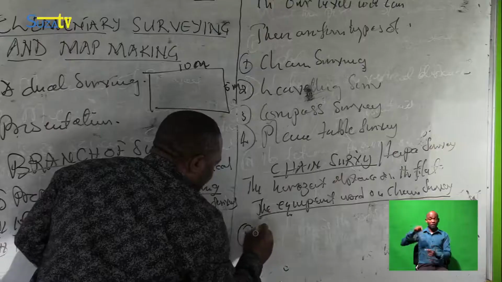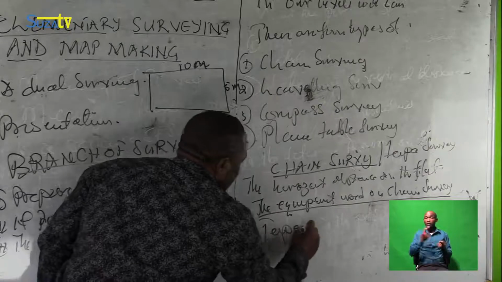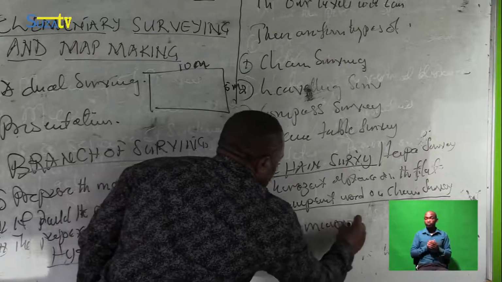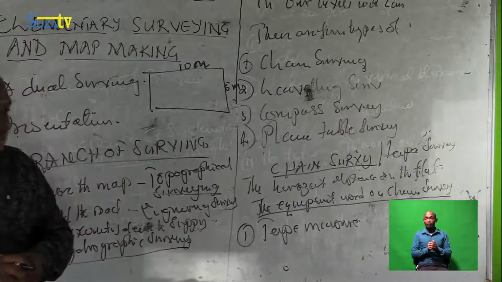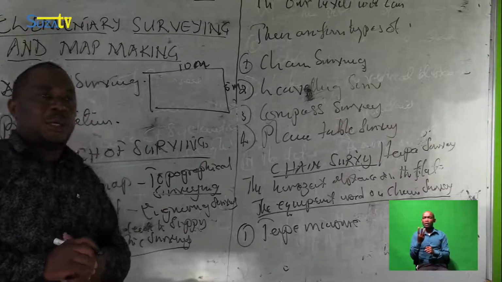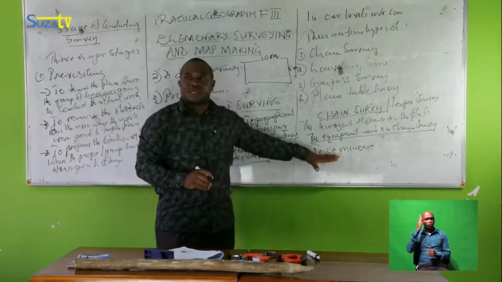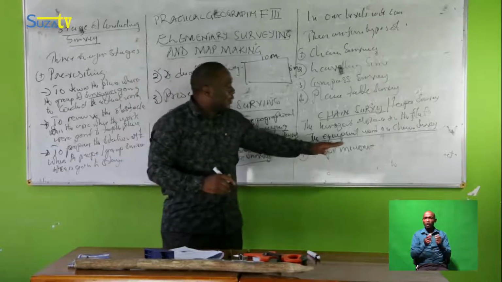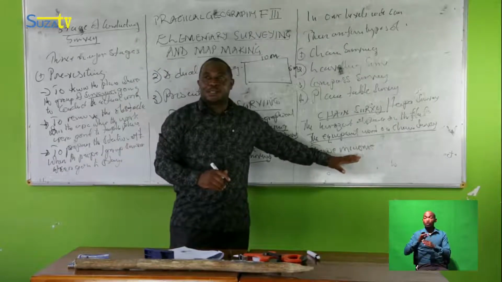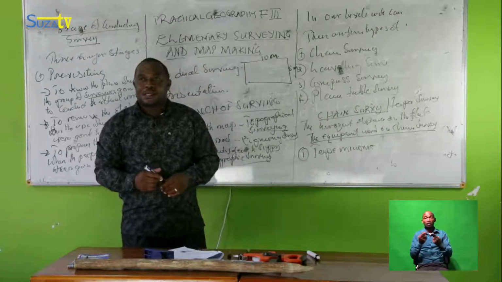Number one, we can say, is a tape measure. We can use a tape measure. So my students, there are three things here I want to tell you. One, to know the instrument, to mention the instrument. A second one, to know the material used on that instrument. And thirdly, to know the uses of that instrument.